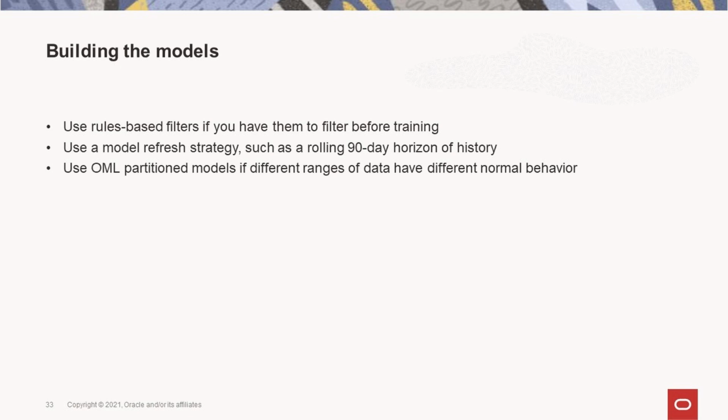So building the models: filter by the rules, if you have the rules. Use some kind of refresh strategy. We've picked a particular one, a rolling 90-day horizon. By the way, the 90 is configurable in our system, but in this example it was 90. And use OML partition models. That feature is very handy if different ranges of data have different normal behavior. Again, that requires domain expertise to assess.